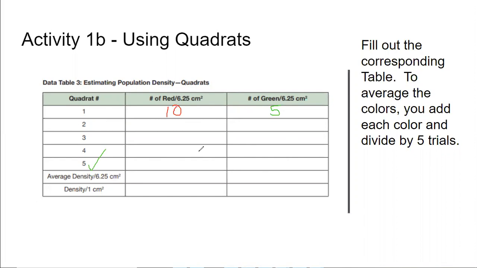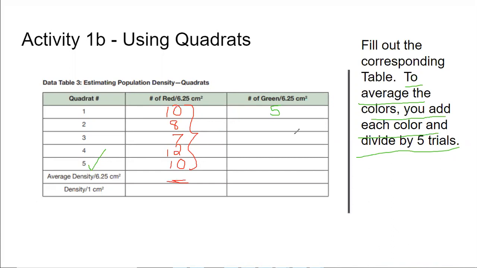Okay. And to get the average, it tells you right here, to average the colors, you add each color and divide by 5 trials. So if I go back to my red, let's say I had 10, 8, 7, 12, and I don't know, maybe another 10. So I would add all of these together and then divide by 5, and that would give me an average number. And I would put the average here.